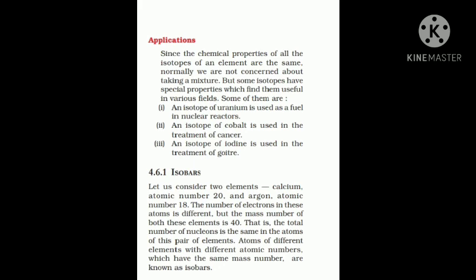So, atoms of different elements with different atomic numbers which have the same mass number are known as isobars. I repeat, atoms of different elements with different atomic numbers which have the same mass number are known as isobars.